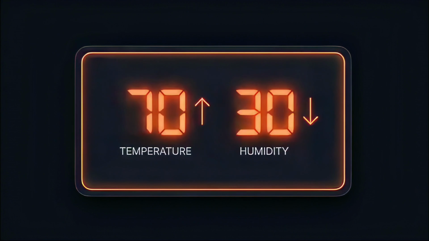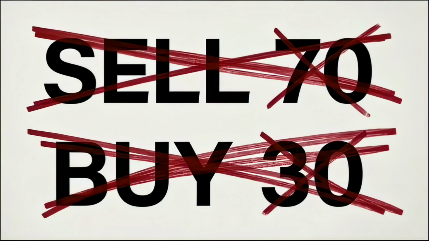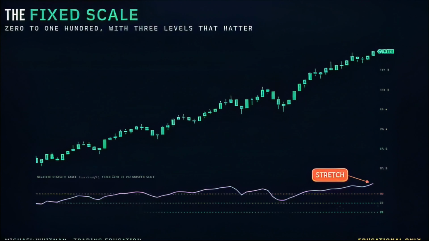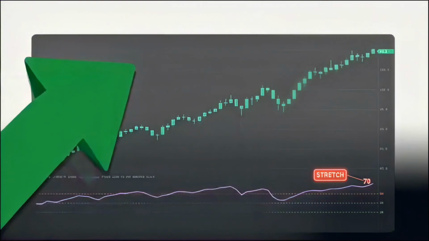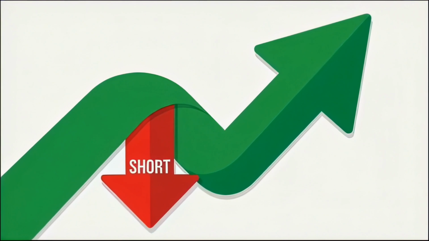And now, the thing that costs traders the most money, which is not a setting at all. It is what you believe 70 and 30 mean. They are not sell and buy signals. They never were. They are stretch readings, and in a strong trend, the reading can sit above 70 for hours while price climbs the entire way. Selling because it says overbought means shorting a market that is actively telling you it is strong.